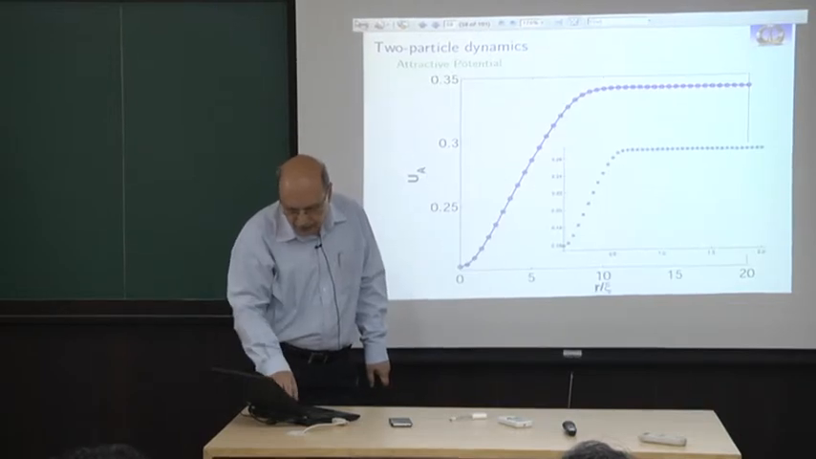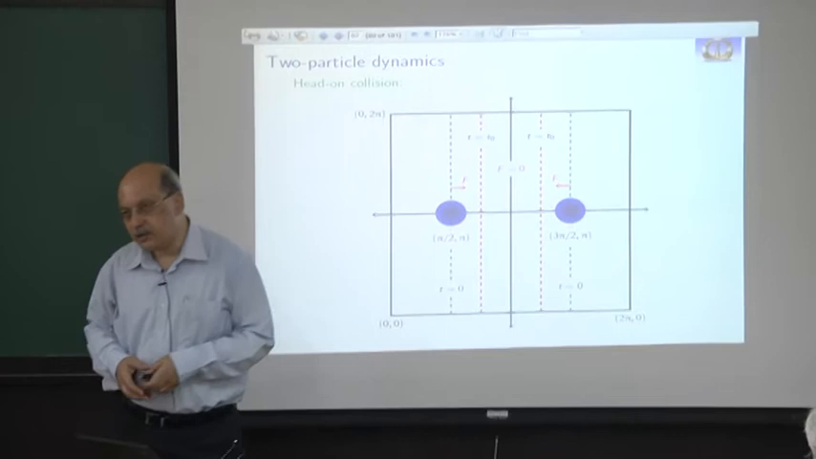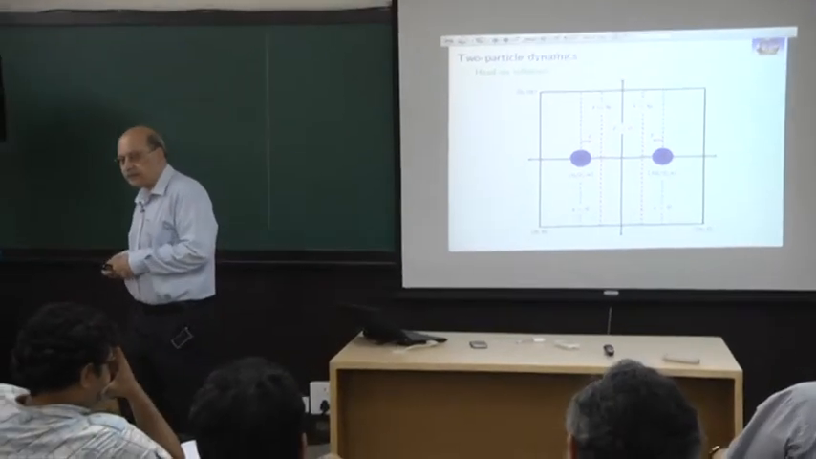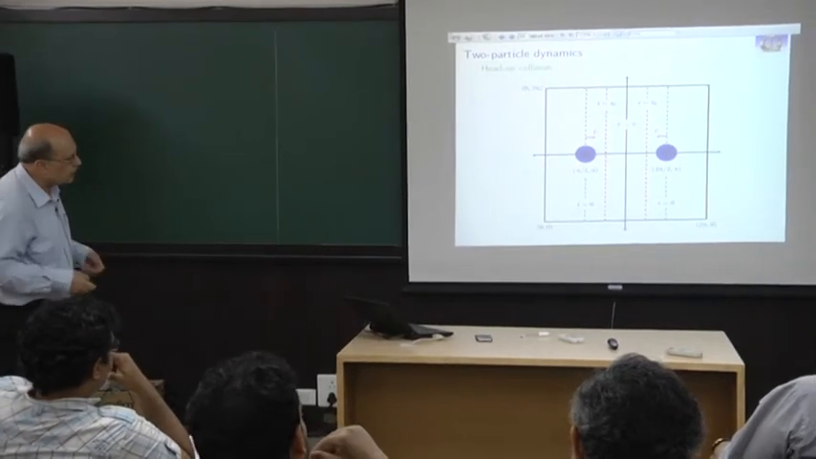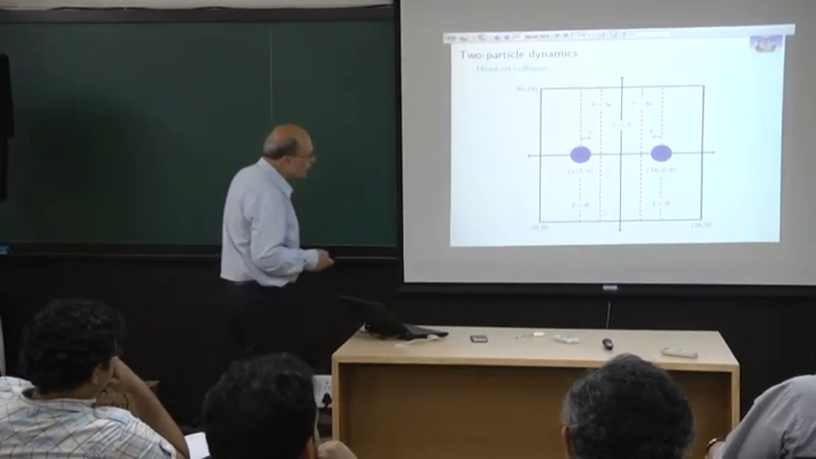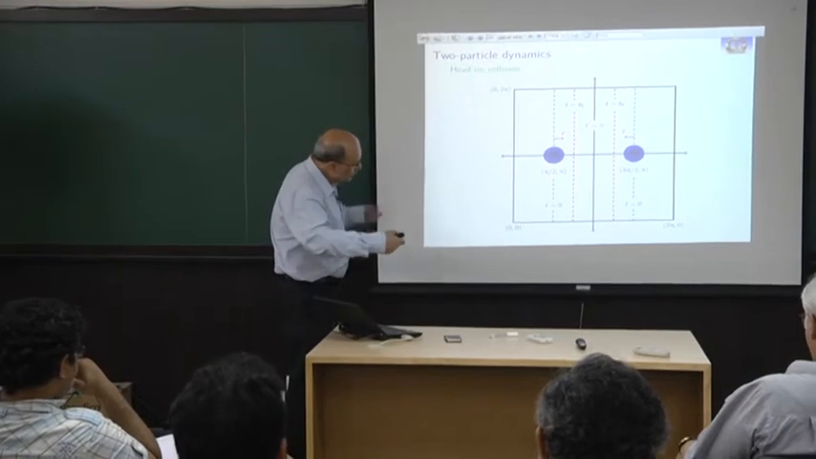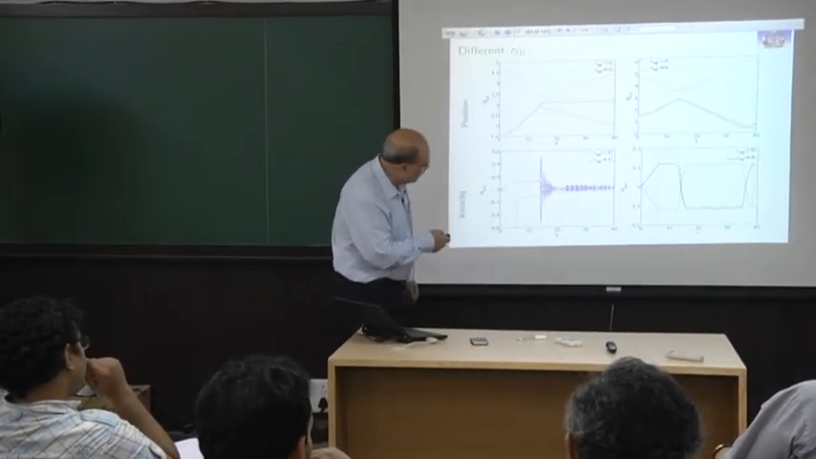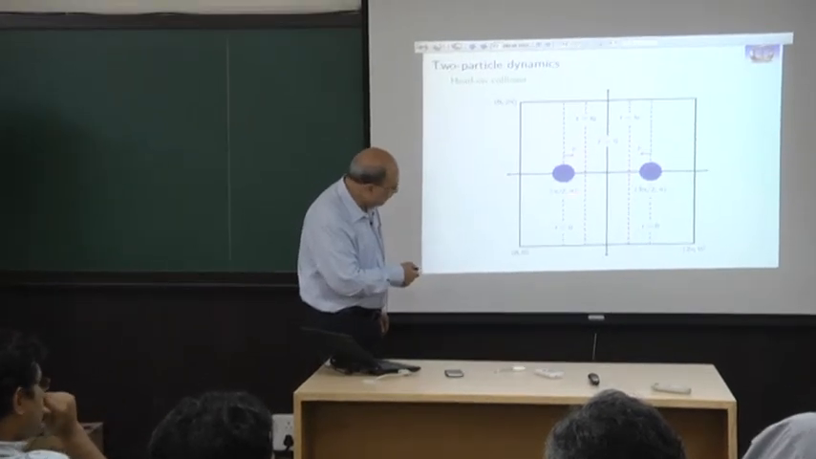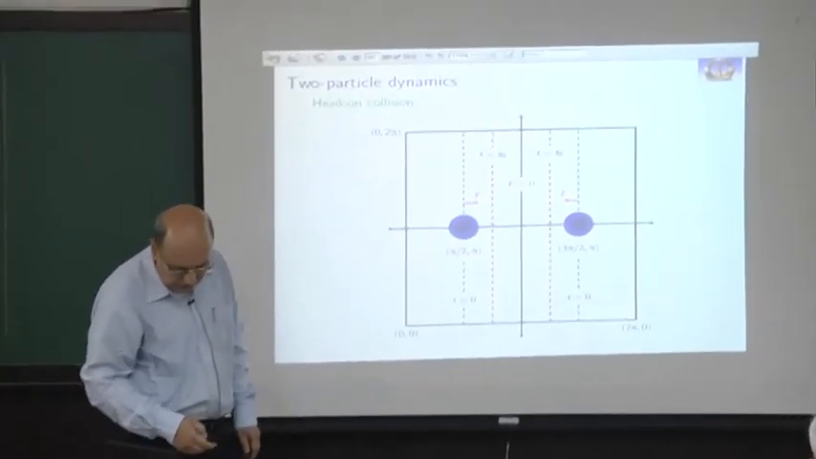I mean, you can actually calculate the effective interaction between these two particles, which is attractive. But now let's put in a short range repulsion and make two particles collide. Okay? So we look at a head-on collision. There are two particles, they're accelerated towards each other, and then you turn off the force at some time here, and then let's see what happens.